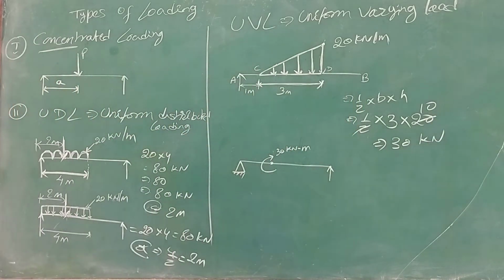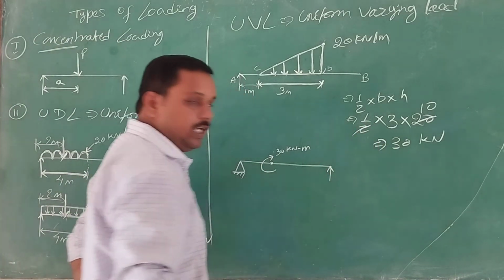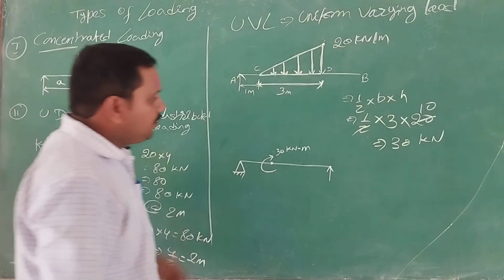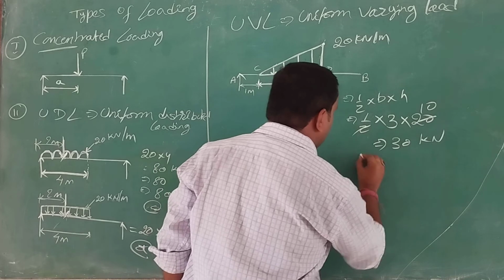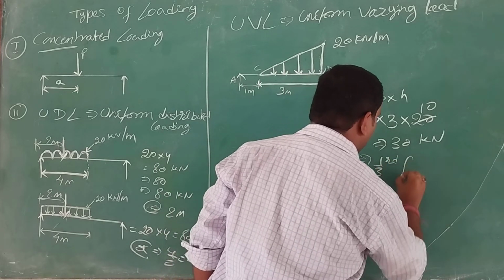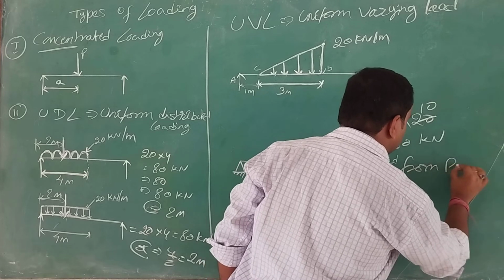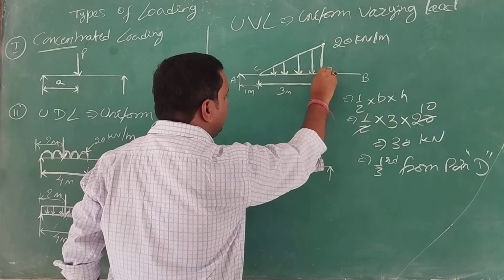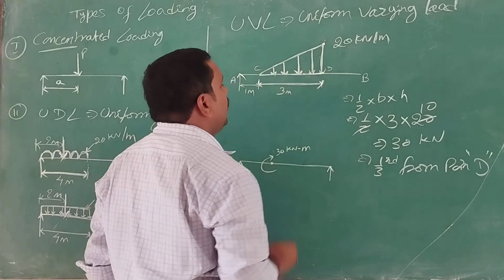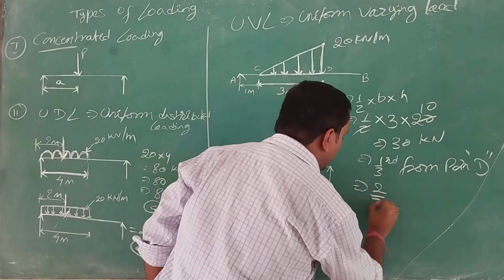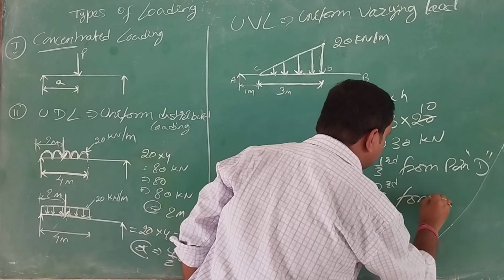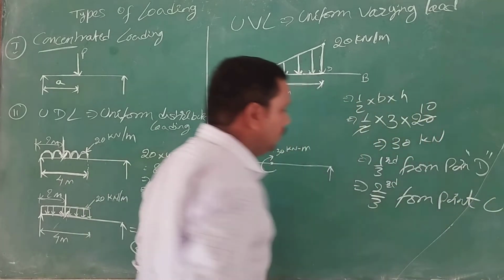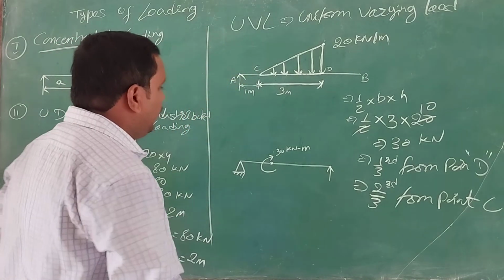Now the question is, where will it act? In the rectangular case, it acts at half of this distance, but here it acts at 1/3 from point D. From D, from here, it will be acting at 1/3. Or else it will be acting at 2/3 from point C. That is about uniform varying load.